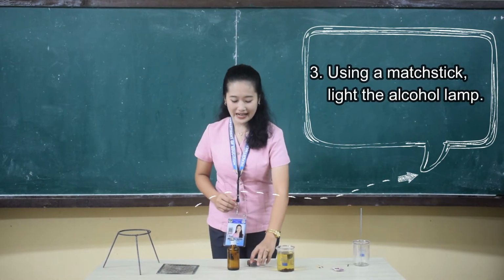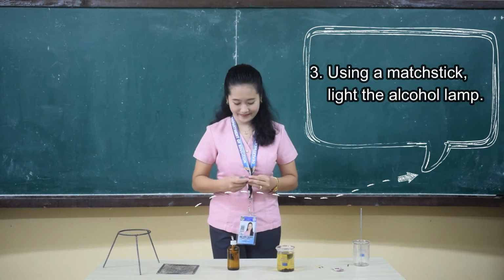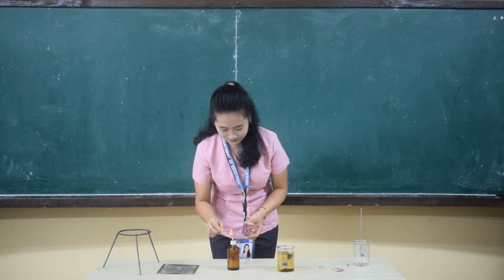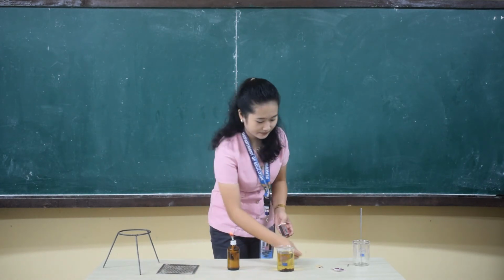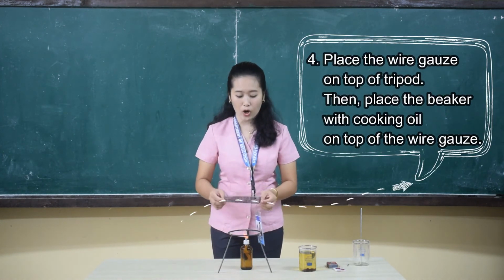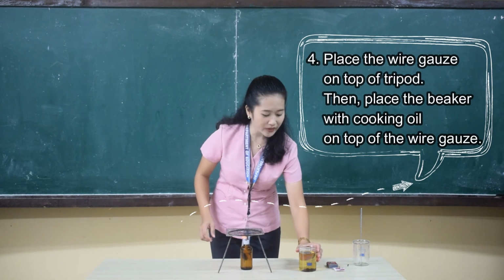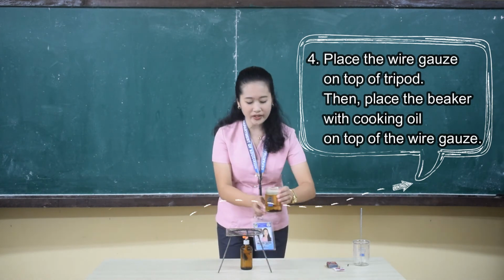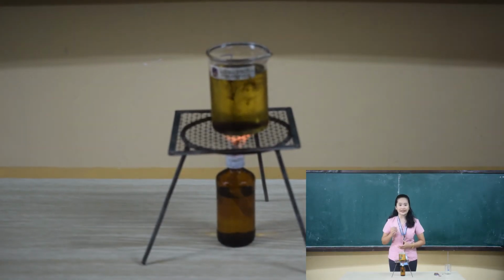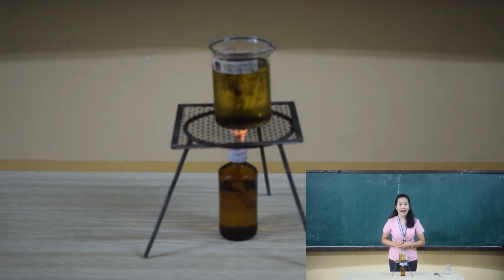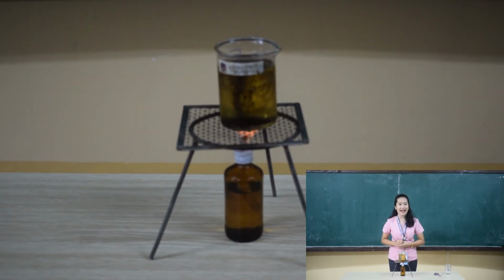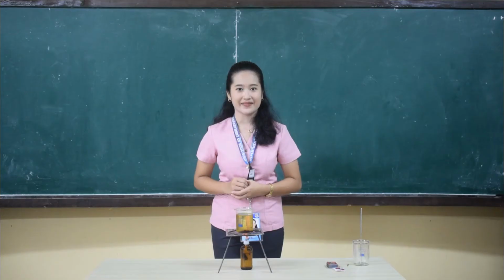Using a matchstick, light the improvised alcohol lamp. Now we are going to place the wire gauze on top of the tripod, and we are going to place this beaker with the cooking oil on top of the wire gauze. Heat the beaker until it boils and observe what happens. Write your observations in your activity notebook and answer the following guide questions.